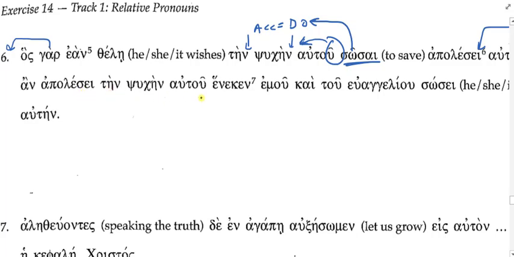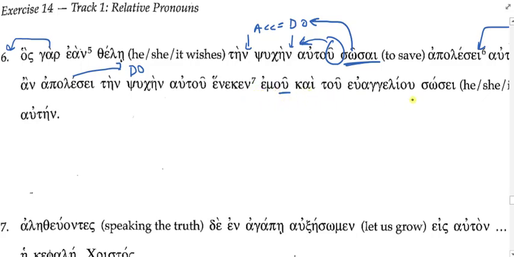Tain psukein autu. His life. Again, this is accusative. It's the direct object of that verb, right? Whoever will lose his life. And then you don't know heneken. He has to tell you this. What's that mean? On account of, or for the sake of. Emu. It takes the genitive case for its object. This is a preposition. So for the sake of me, that is to say, for my sake, or on behalf of me, or because of me.